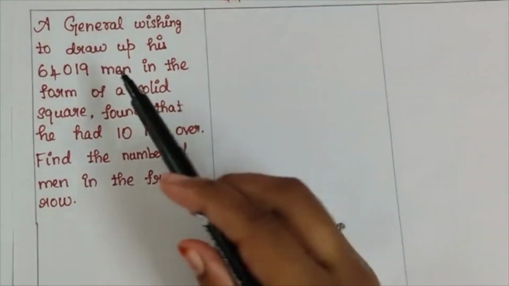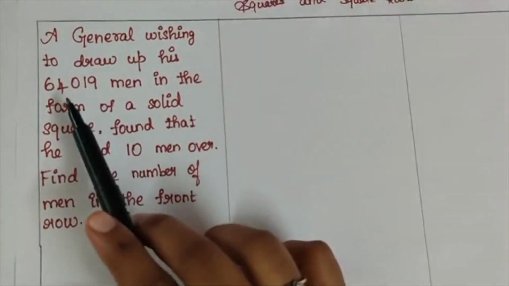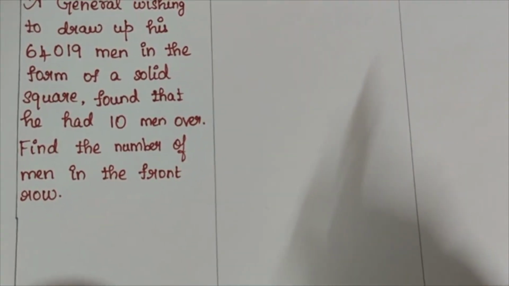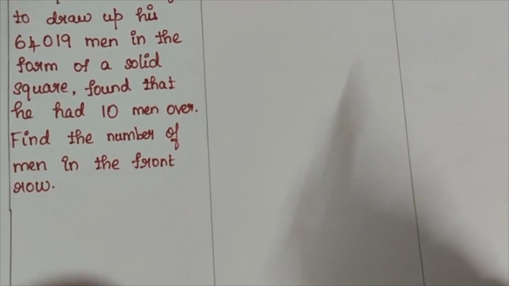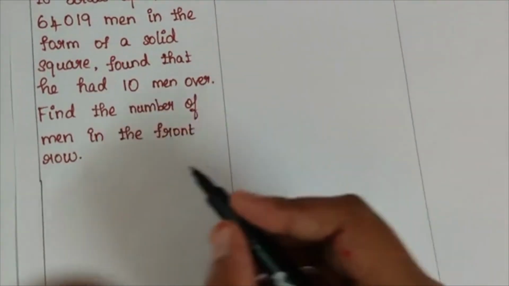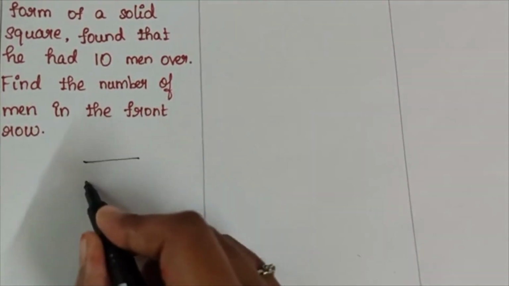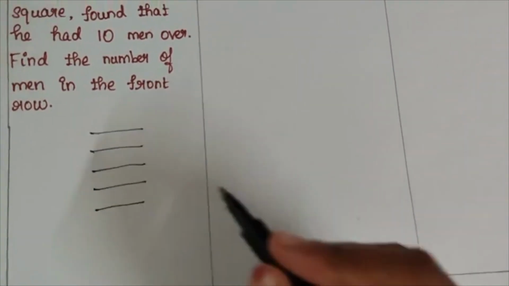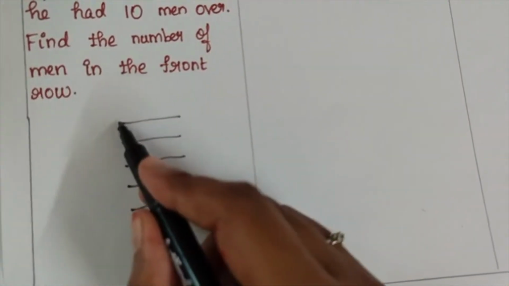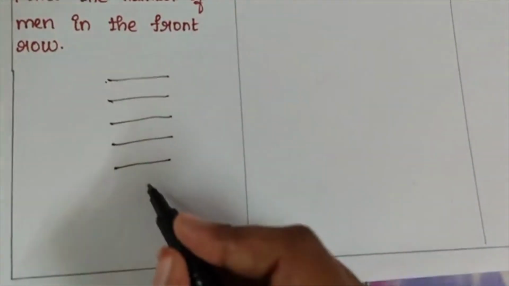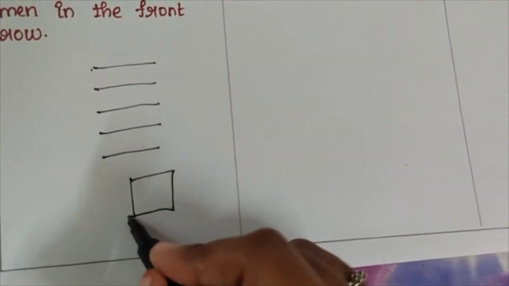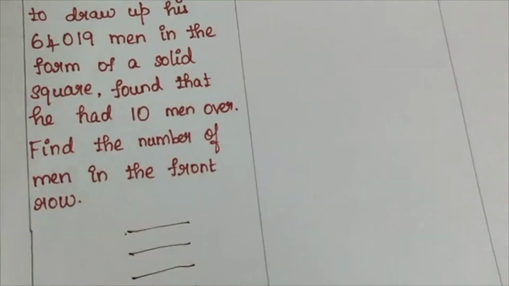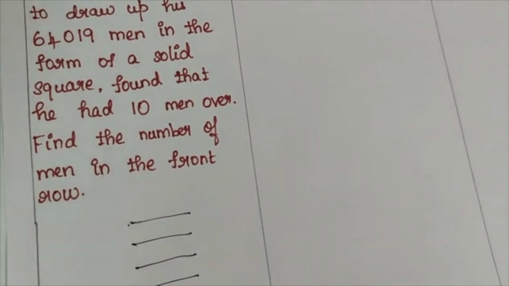A general, wishing to draw up his 64,019 men in the form of a solid square, found that he had 10 men over. Find the number of men in the front row. So there is a general, he wants to arrange his soldiers in a perfect square. So he is arranging the soldiers in the form like this. So while arranging like this, he got a solid square. So he got a square-like figure after arranging the soldiers. After arranging the 64,019 men, he found that only 10 men are left.